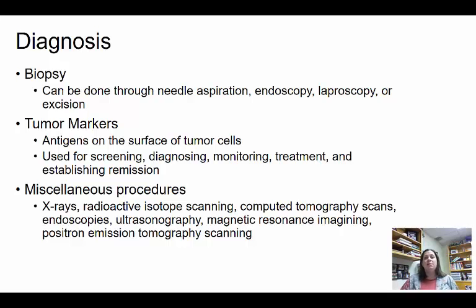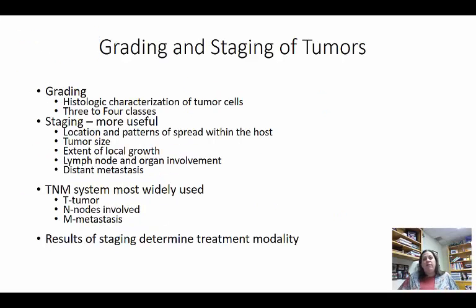There are miscellaneous procedures depending on what type of cancer might be suspected. They may use things like x-rays, radioactive isotope scanning, CT scans, endoscopies, ultrasounds, MRIs, PET scans. So they may use multiple ways to help diagnose and may find locations of tumors and also see if they would even be able to be potentially removed. Now, once they gain more information through these scans and through the different tests, this will allow them to do some grading and staging of the tumors.